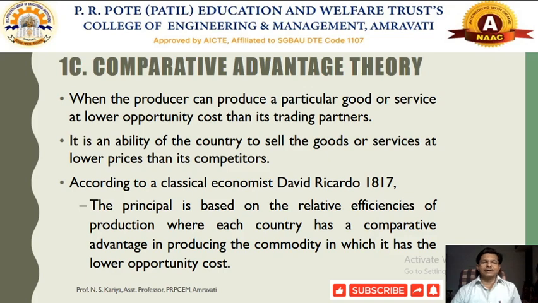This theory was suggested by the classical economist David Ricardo in 1817. So what does David Ricardo say about this theory? The principle is based on the relative efficiencies of production, where each country has a comparative advantage in producing the commodity in which it has lower opportunity cost.